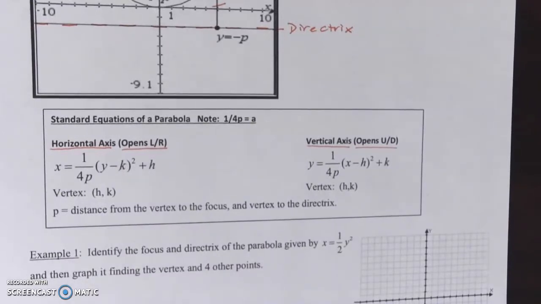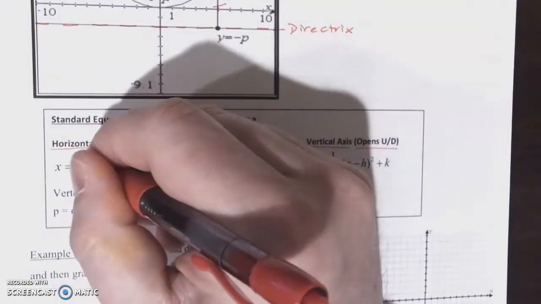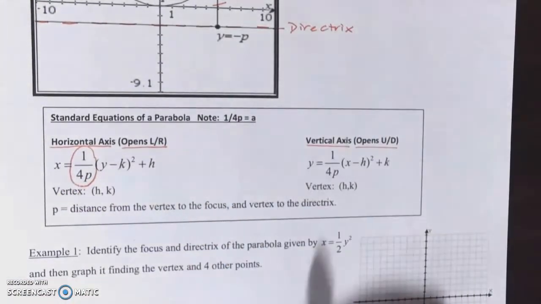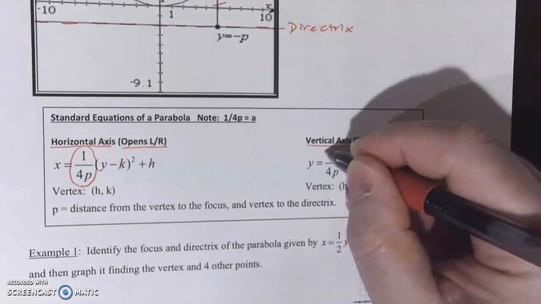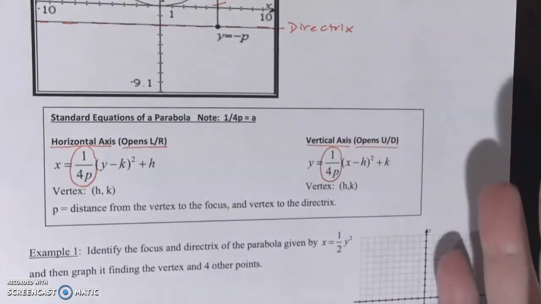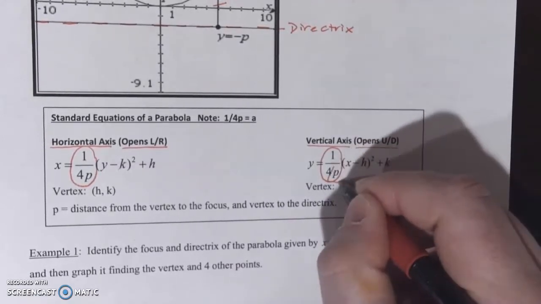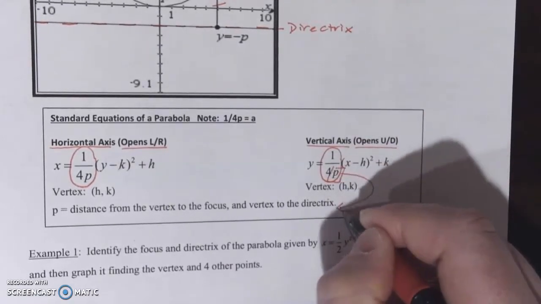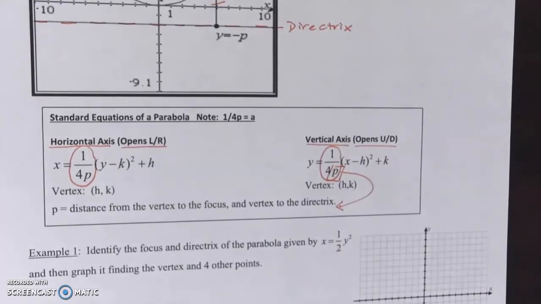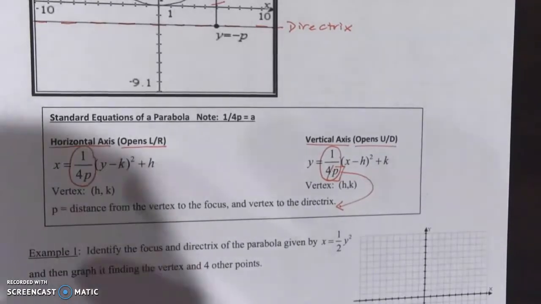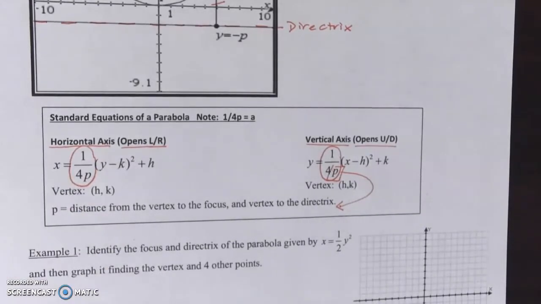And then we have this 1 over 4p term out in front. So there's going to be a number. It might be a 1. It might be something else like 1/2 here. Whatever number that is, it represents 1 over 4p, where p is the distance from the vertex to both the focus and the directrix. So we're going to be setting these numbers equal to 1 over 4p, solving for p, and that's going to help us graph our parabolas.